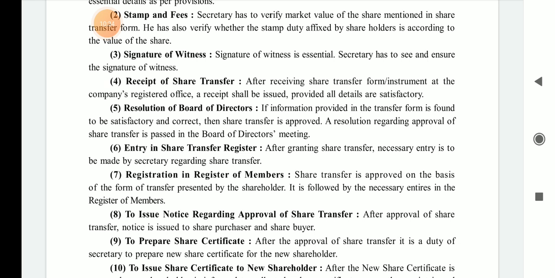Now, to prepare a share certificate. After the approval of the share transfer, it is a duty of the secretary to prepare a new share certificate for the new shareholder. See, if the approval of the share transfer is given, it is the duty of the secretary to prepare a new share certificate for the new shareholder.